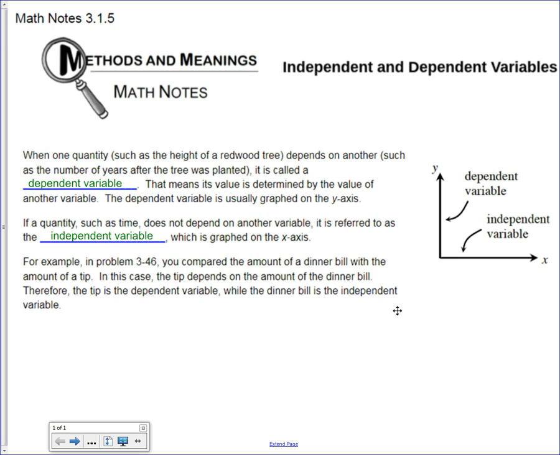For example, in the problem we did today in class, problem 346, we compared the amount of a dinner bill with the amount of a tip. In this case, the tip depends on the amount of the dinner bill. Therefore, the tip is the dependent variable, while the bill is the independent variable.